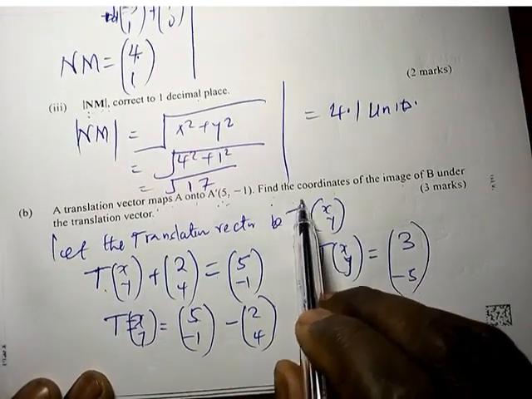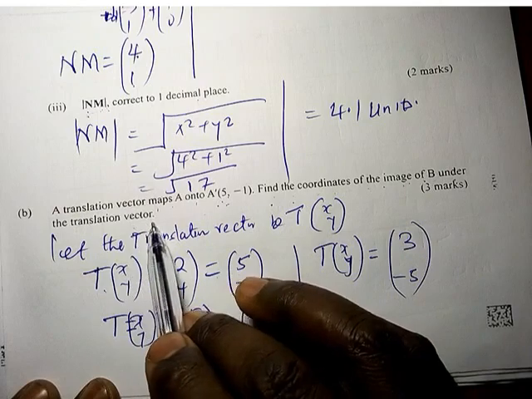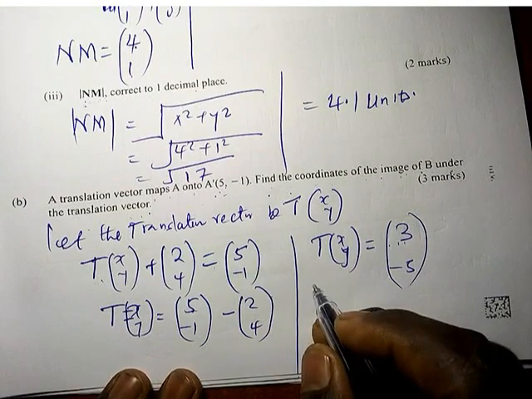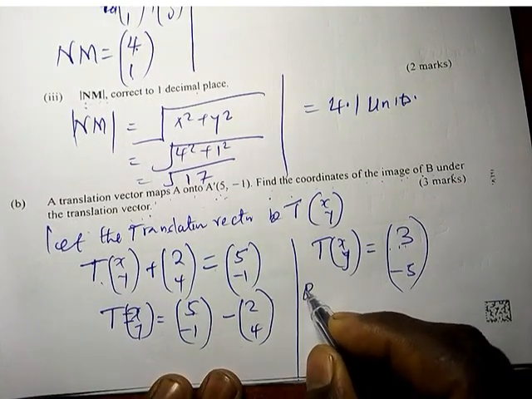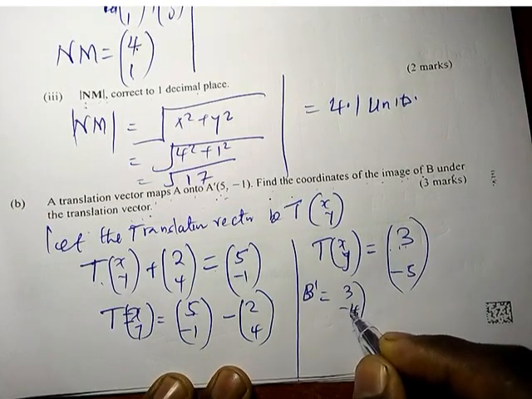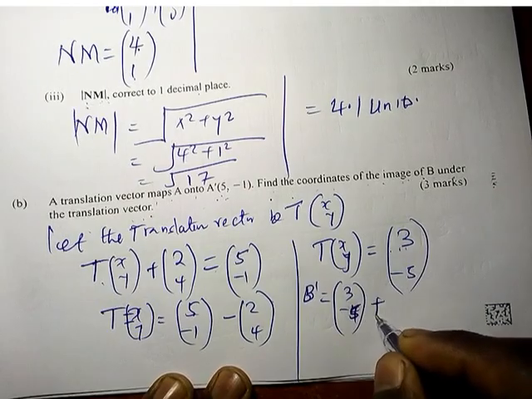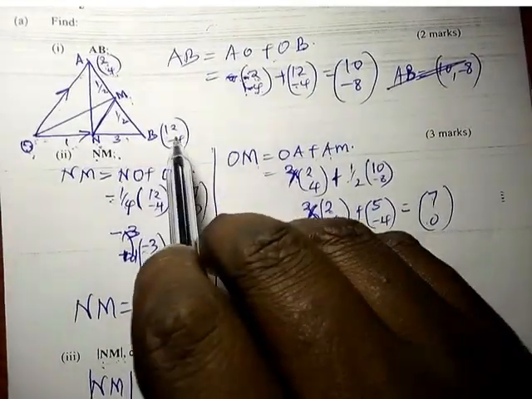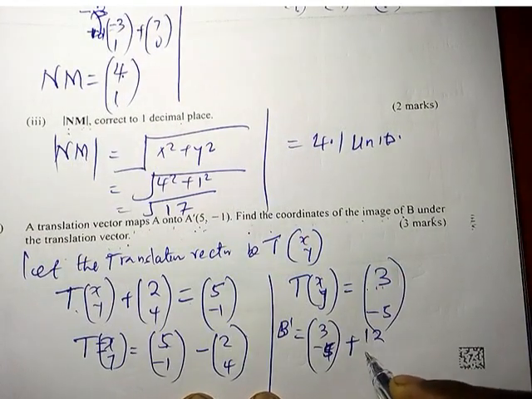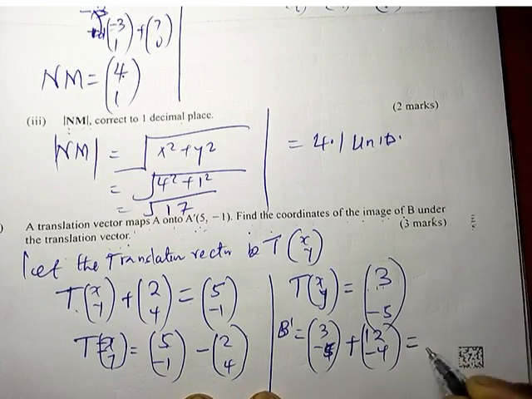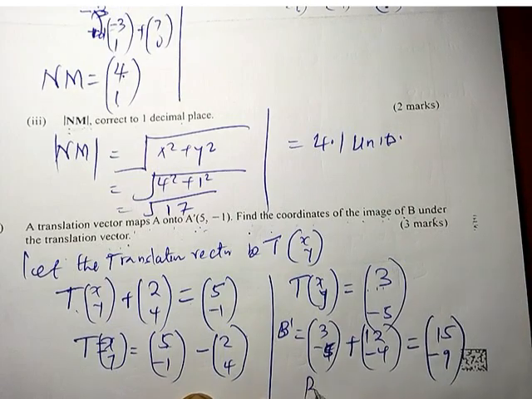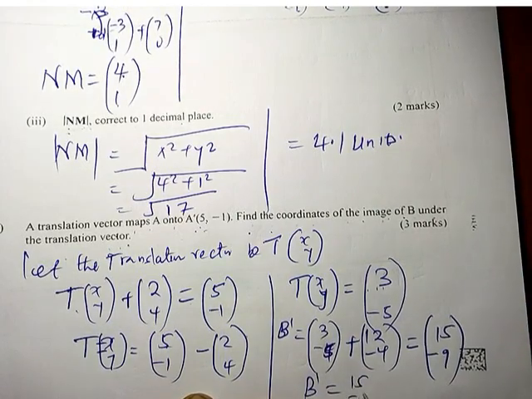But we were told to find the coordinates of the image of B under the same translation. Now we have the translation. So B prime, we are looking for B prime, will be 3, negative 5, which is our translation, plus the object coordinate, which is 12, negative 4, and that one will give us 15, negative 9. And that is B prime, 15, negative 9.